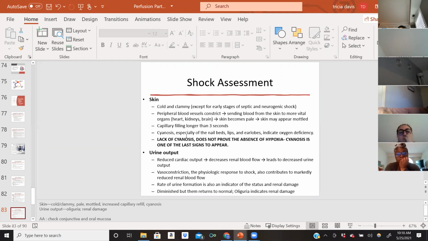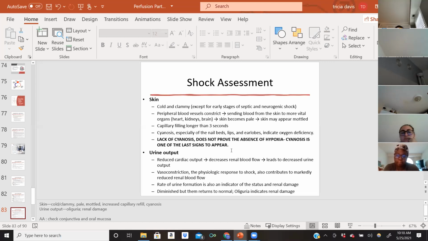Urine output, we're going to have reduced cardiac output. We know when we have reduced cardiac output, we have decreased circulating volume. We're not going to have great blood flow to the kidneys. That's going to cause our urine output to diminish. Vasoconstriction, a physiologic response to shock, is also going to contribute to markedly reduced renal blood flow. The rate of urine formation is also an indicator of status and renal damage. That's why I always say every patient, regardless of what order your doctor puts in, you should always have your patient on strict I's and O's. These can be early indicators of decompensation in your patient. You should be monitoring them every 4 hours.